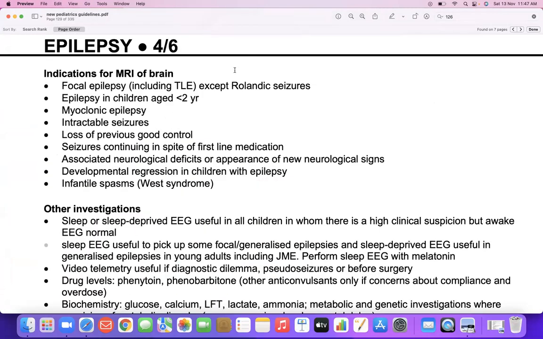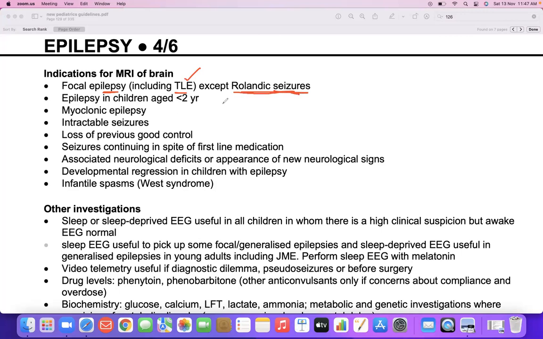See here, I was asking about primary epilepsy syndrome. Usually for the primary epilepsy, which is very clear to you, you will not go for MRI. So what is the indication for MRI here? He has given focal epilepsy, except Rolandic seizures. Rolandic seizures, always remember, you will not consider MRI. What is TLE here? Temporal lobe epilepsy, yeah. Focal epilepsy, including temporal lobe epilepsy, you will go, except for the clear Rolandic seizures.